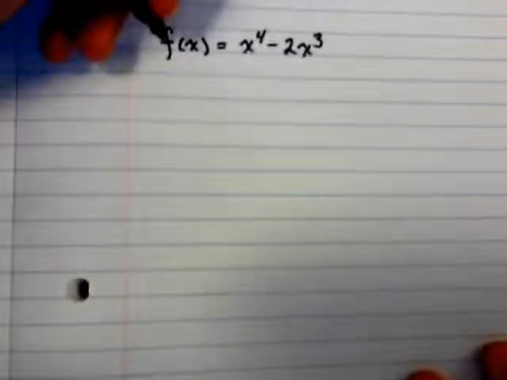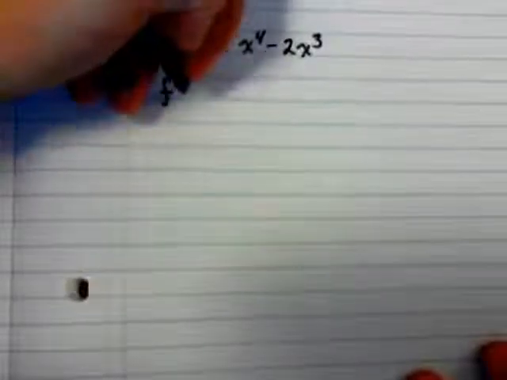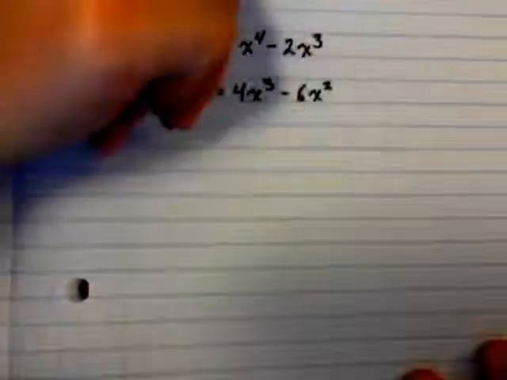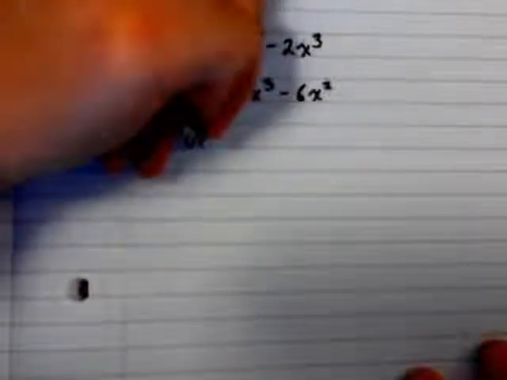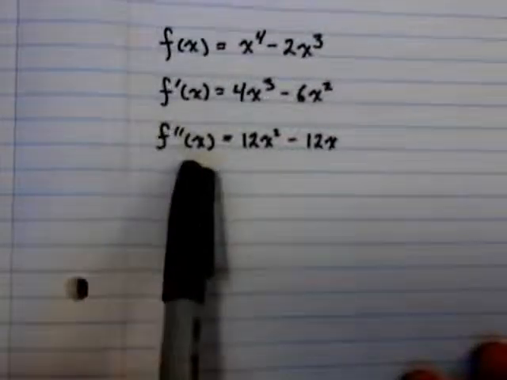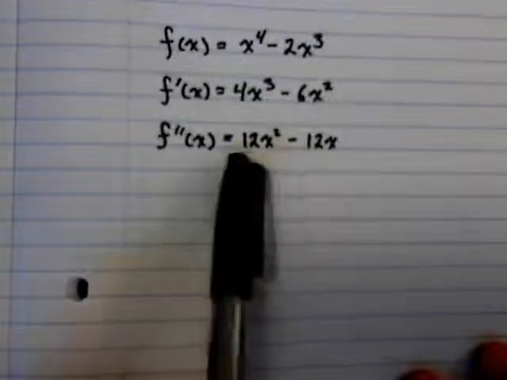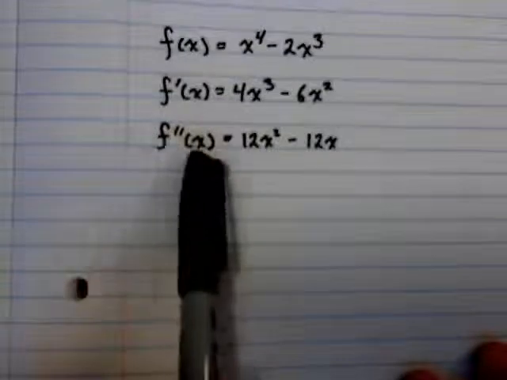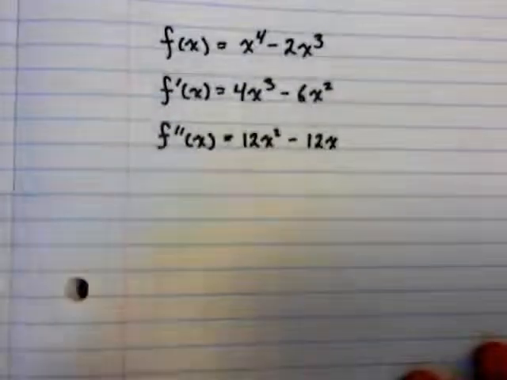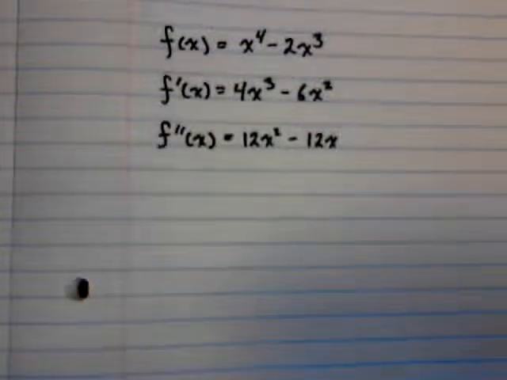So the first thing you're going to do is take the first derivative. You're going to say f prime of x is equal to 4x cubed minus 6x squared, right? So that's going to be the first derivative. Second derivative, f double prime of x is equal to 12x squared minus 12x. So this function tells you what the concavity is going to be like, right? So what we want to do is find out where f double prime of x is going to be equal to 0.